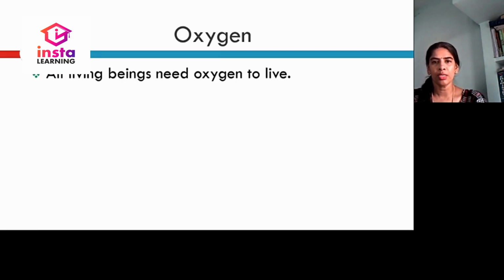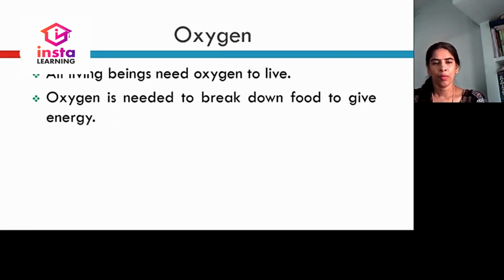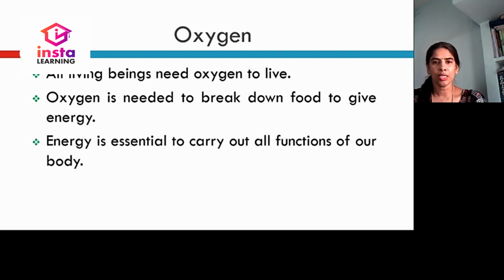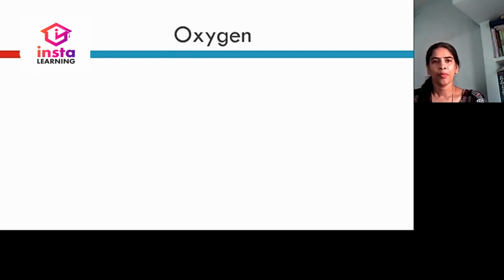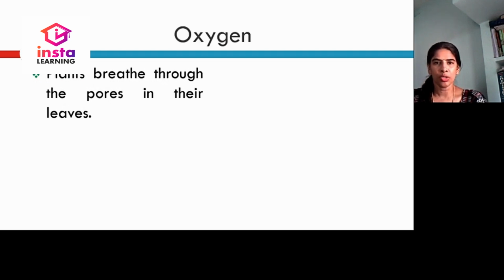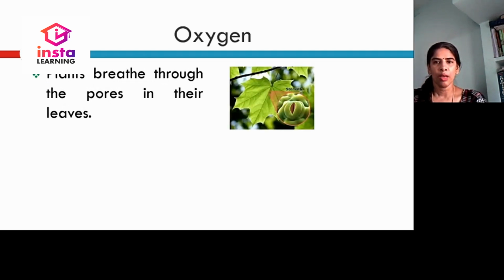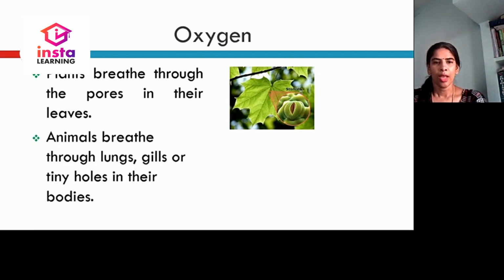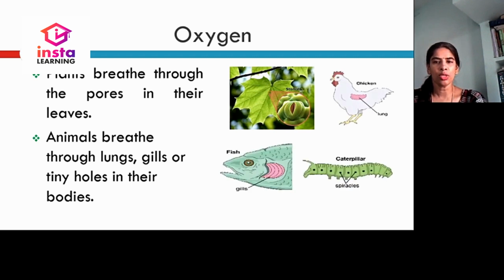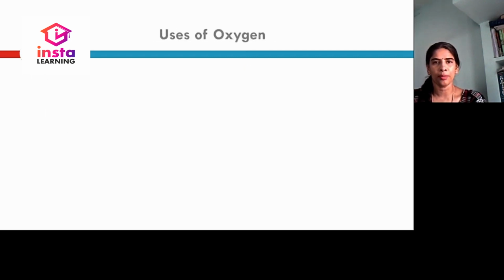The next component of the air is oxygen. All living beings need oxygen to live. Oxygen is needed to break down the food to give energy. Energy is essential to carry out all functions of our body. Plants breathe oxygen through the pores in their leaves by stomata. Animals breathe through lungs, gills, or tiny holes known as spiracles in their body.